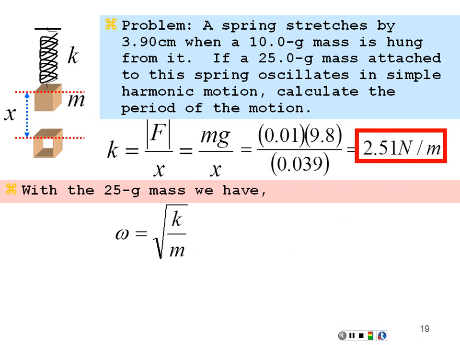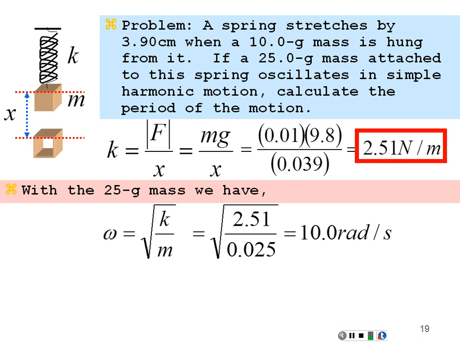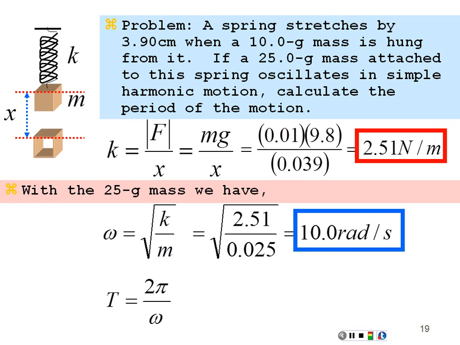With the 25 gram mass, I would say that my angular frequency would be the square root of K over M. We just determined K, 2.51 newtons per meter, intrinsic value of the spring. Over this new mass, 25 grams, 0.025 kilograms, take the square root of that. That gives me the angular frequency of 10 radians per second. Based on that, my period is 2 pi over omega. 2 pi over the angular frequency, 10 radians per second, gives me a period of 0.628 seconds. So I could have established, even before I start this oscillation, that this system should have a period of 0.628 seconds.